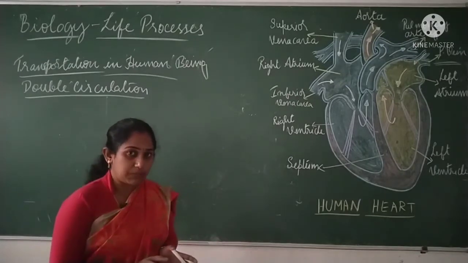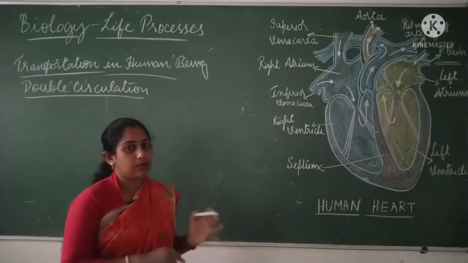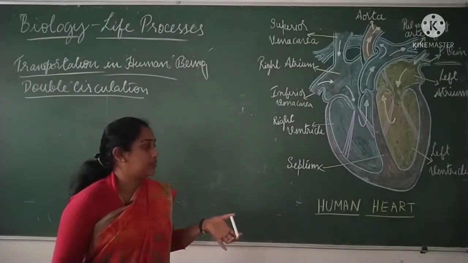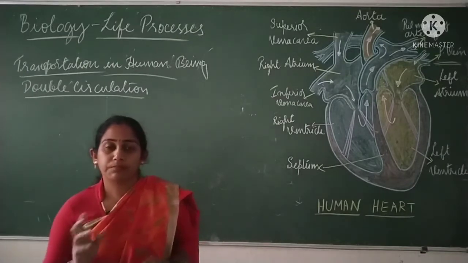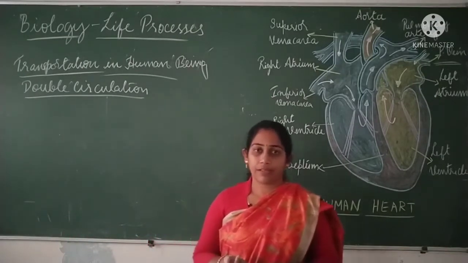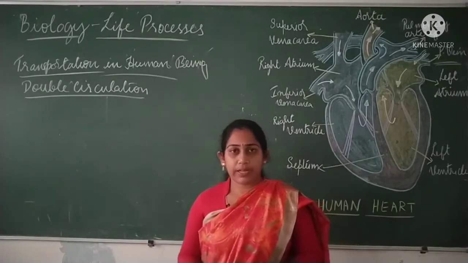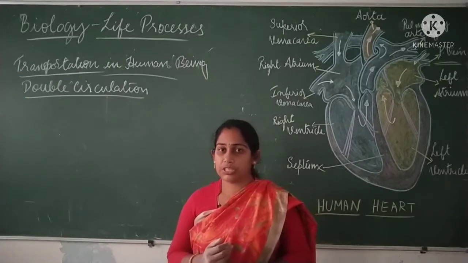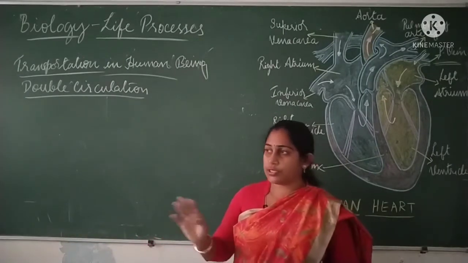So we have a 4 chambered heart which separates deoxygenated blood and oxygenated blood with the help of chambers as well as the septum located in the heart. But if you consider other animals like Pisces, how many chambers does their heart have? They have a 2 chambered heart. Fishes have a 2 chambered heart, reptiles and amphibians have a 3 chambered heart, and mammals and birds have a 4 chambered heart.